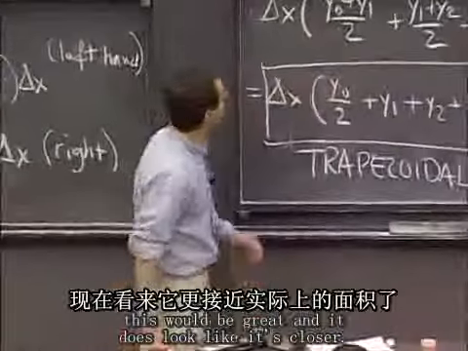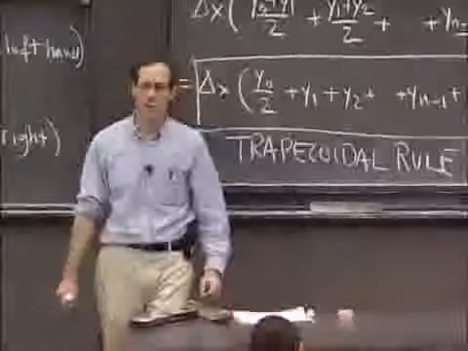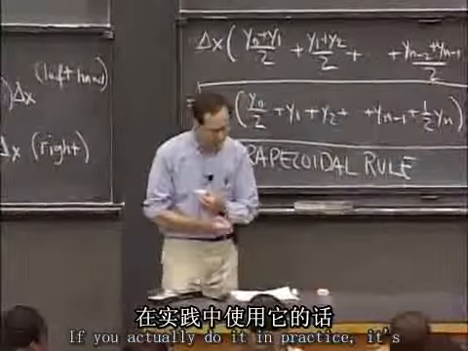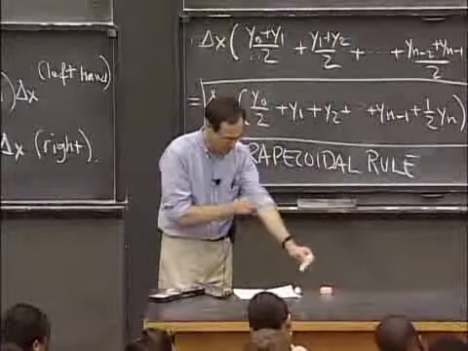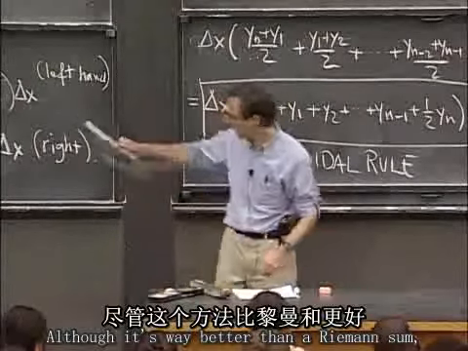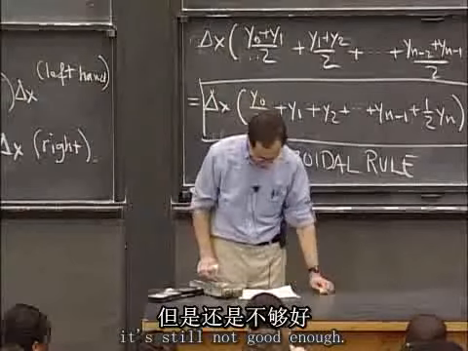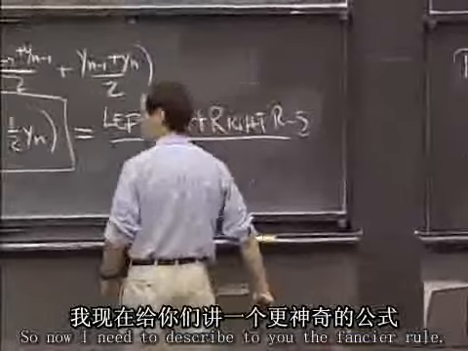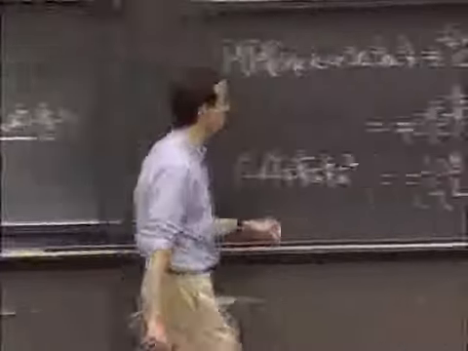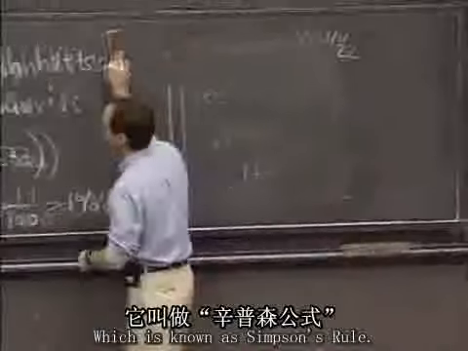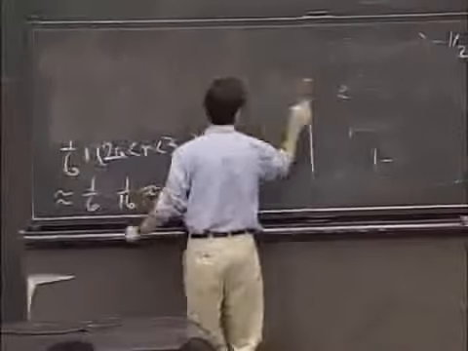Now, this would be great, and it does look like it's closer, but actually it's not as impressive as it looks. If you actually do it in practice, it's not very efficient, although it's way better than a Riemann sum. It's still not good enough. So now I need to describe to you the fancier rule, which is known as Simpson's rule.